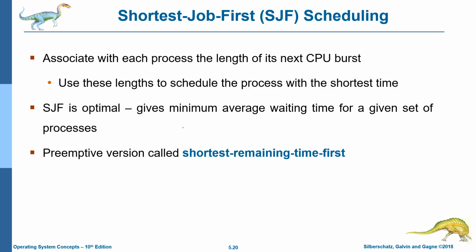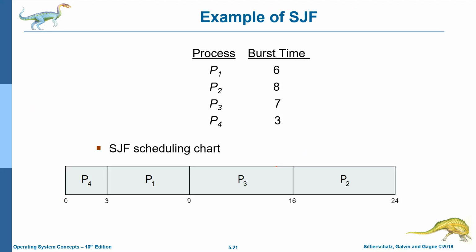So, the preemptive version of shortest job first is shortest remaining time first. But today, I am only discussing SJF, that is the shortest job first scheduling. For example, by considering the next example, we have four processes: P1, P2, P3, and P4. The burst time of each process is mentioned against each process. P1 requires 6 milliseconds, P2 requires 8, P3 requires 7, and P4 requires 3 milliseconds.